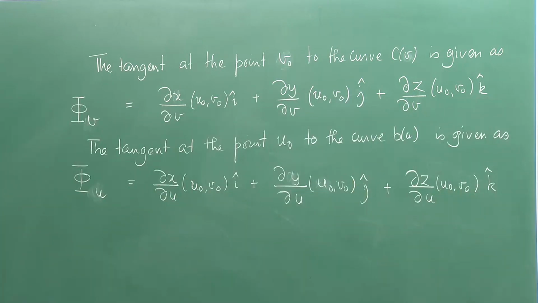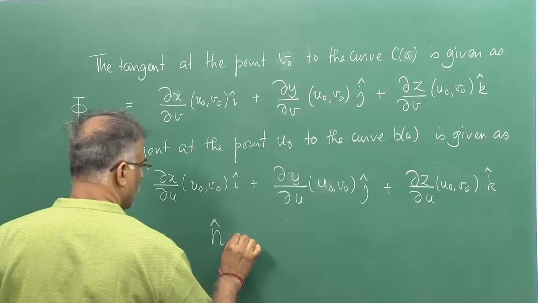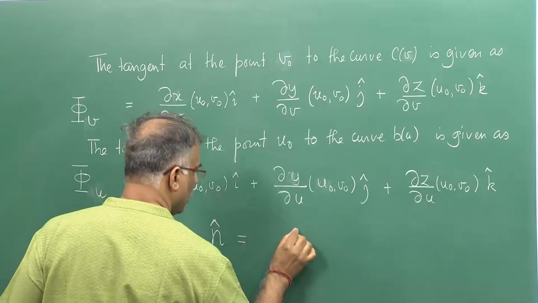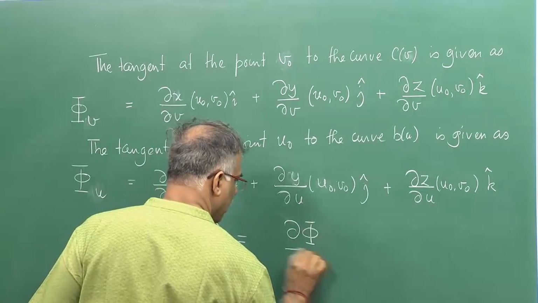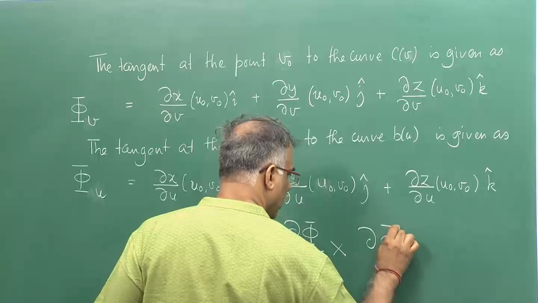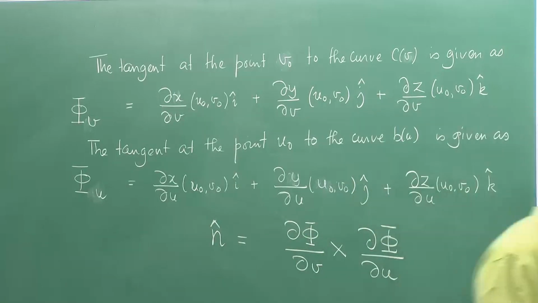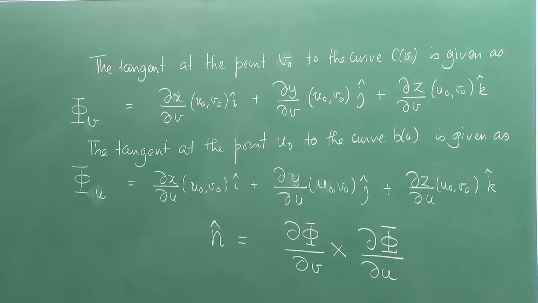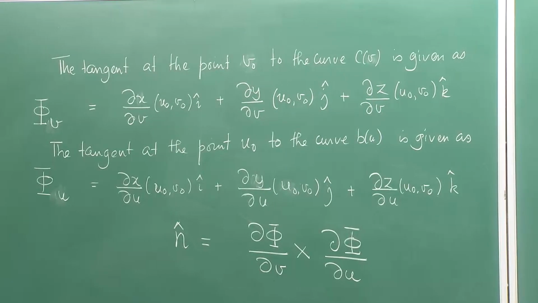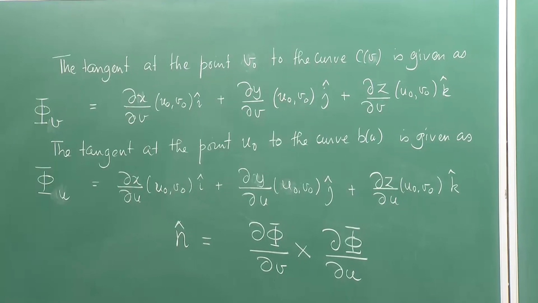Now, consider n hat, which is actually del phi del v cross del phi del u. This I call the n hat vector, the normal vector, which is perpendicular to the plane containing phi u and phi v, and that plane is the tangent plane. Okay. So, assume that n is not equal to 0.